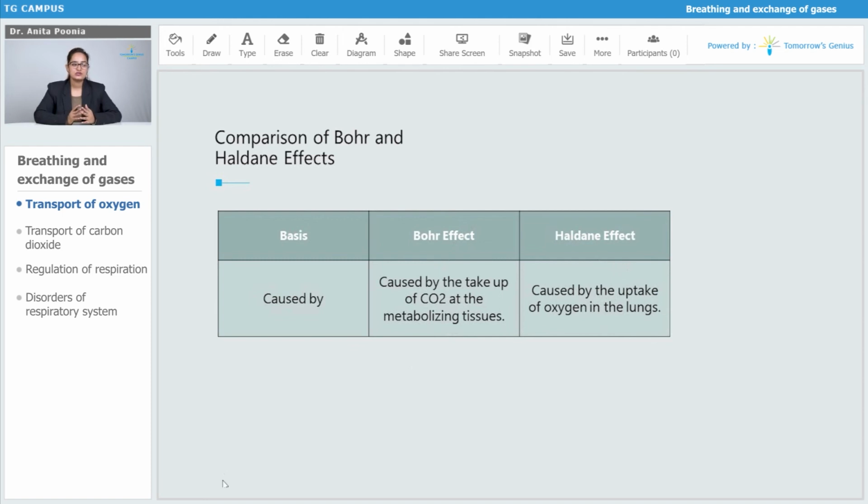Now, what causes the Bohr's effect and what causes the Haldane effect? The Bohr's effect is caused by the uptake of carbon dioxide at the metabolizing tissues, whereas the Haldane effect is caused by the uptake of oxygen in the lungs.